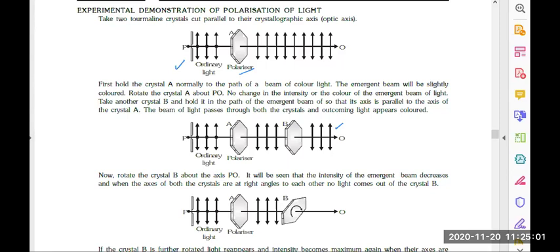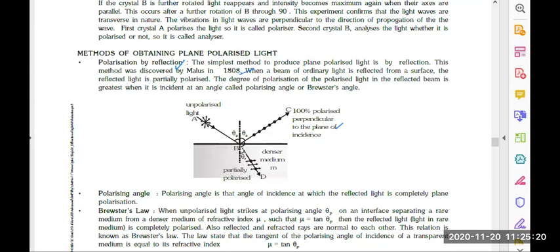Now, how much light will pass, and at what angle? That is given by Brewster's law, the Brewster angle. What is the Brewster angle? Suppose we have an unpolarized light passing through a medium, either glass or a Nicol prism. Here μ = tan θ.